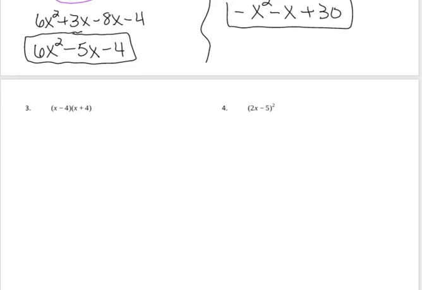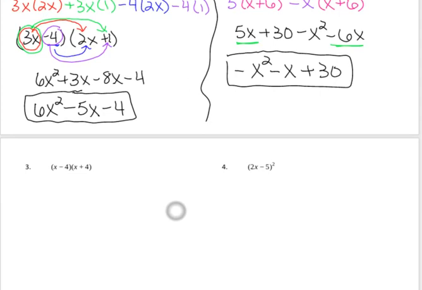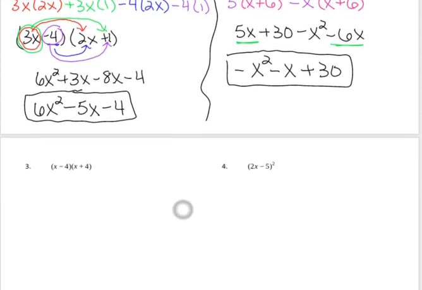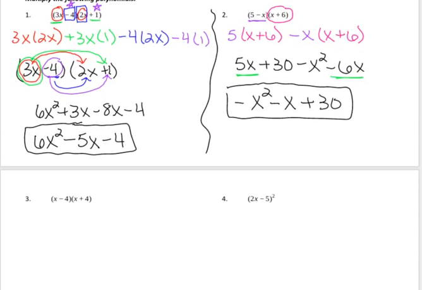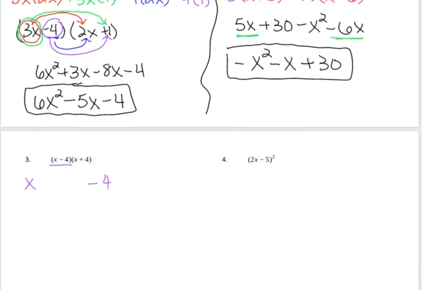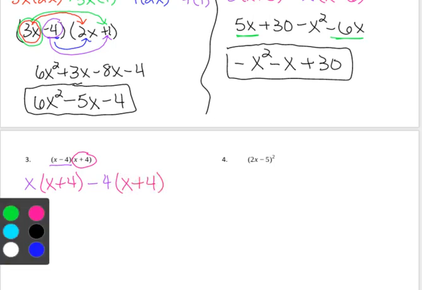For this one, you'll notice it says x minus 4 times x plus 4. This is exactly the same as the first two that we did. So whichever method you prefer, you can go ahead and use. I think I'm going to stick with the method that I just did in number 2 because I have a feeling that is going to be what most of you are going to be comfortable with. So we're going to take this x minus 4 and just space it out. And then we're going to take x plus 4 and write it twice. And now we're just going to distribute.